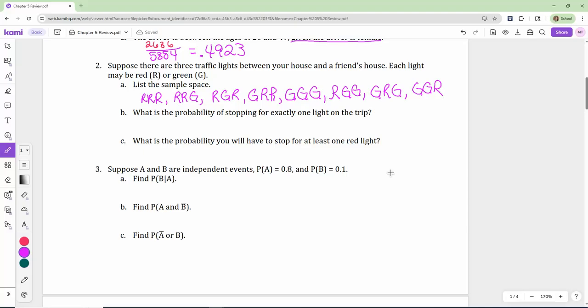So the probability for stopping for exactly 1 light. So you stop on a red. So I'm asking, how many of these have exactly 1 red? And the way you find if you have enough things is you do the number of options, red and green, there's 2 options, times the number of lights. Yep, so there's 3 of them, so 2 times 2 times 2 tells me we should have 8. So how many of these have 1 red light? 3 out of the 8 total, which gives me 0.37.